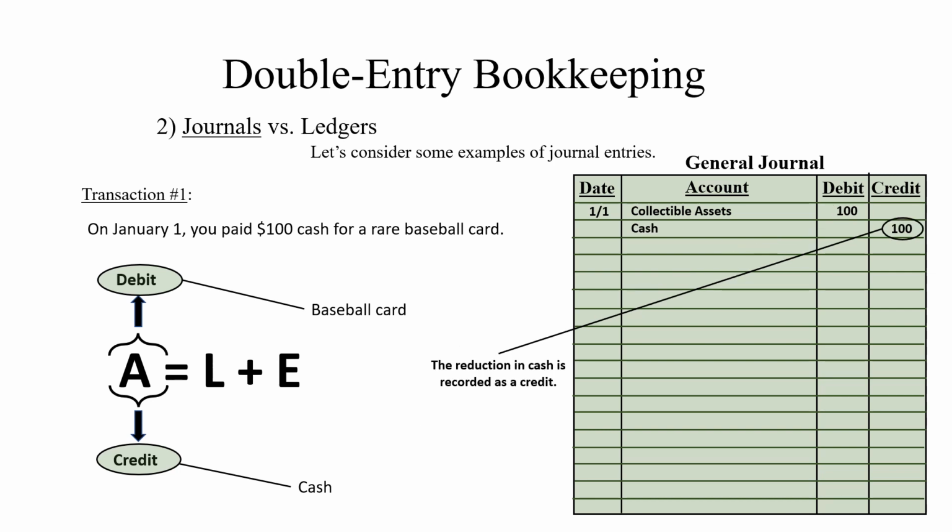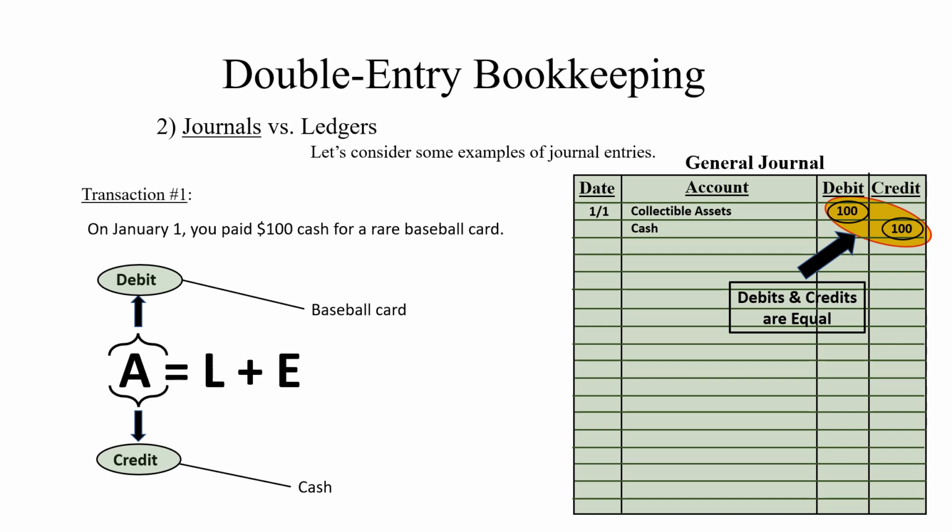Because you paid cash for this baseball card, and cash is an asset, the reduction in cash is recorded as a credit. There, we've completed transaction number 1. As you can see, the value of the debits and the value of the credits are equal. So we haven't made a mistake yet. So now we can move on to the next transaction.